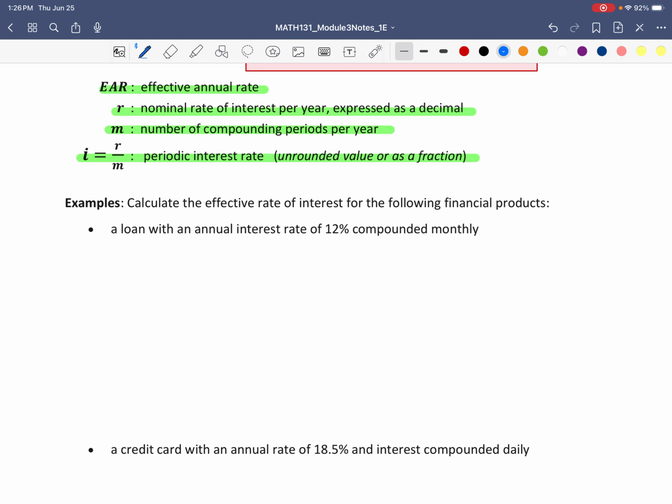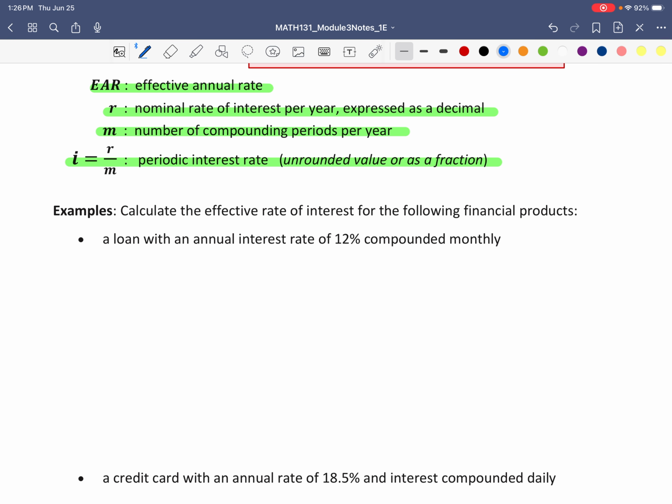So let's do an example for coming up with the effective rate of interest for the following financial products. Our first one here is a loan with an annual interest rate of 12% compounded monthly. Important bits of information here: we have our rate and we have that it's compounded monthly. So our R value is 0.12 and our M value, if it's compounded monthly, there are 12 months in the year, so M is equal to 12. From here, we can come up with our I value, which is 0.12 divided by 12, which gives us a decimal of 0.01.